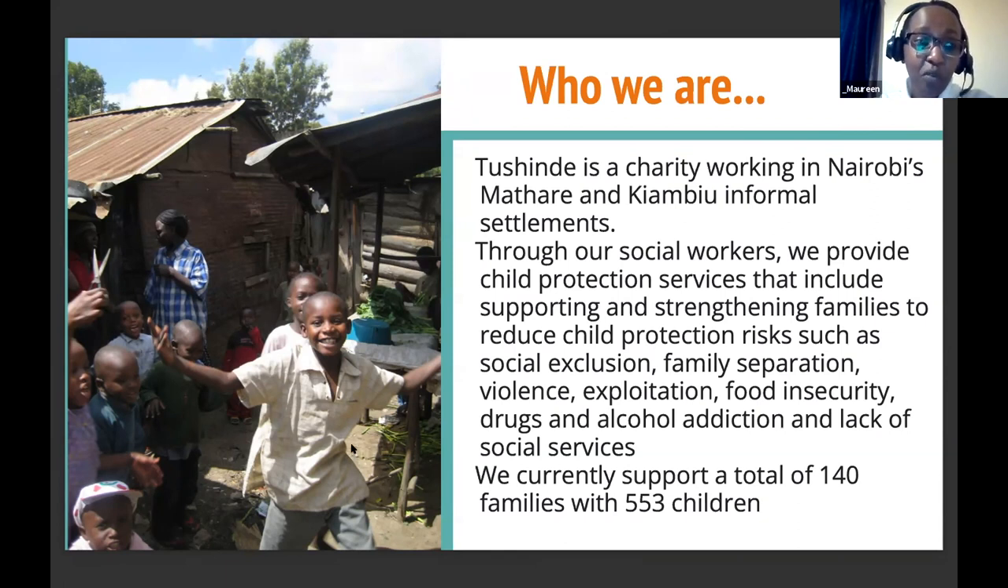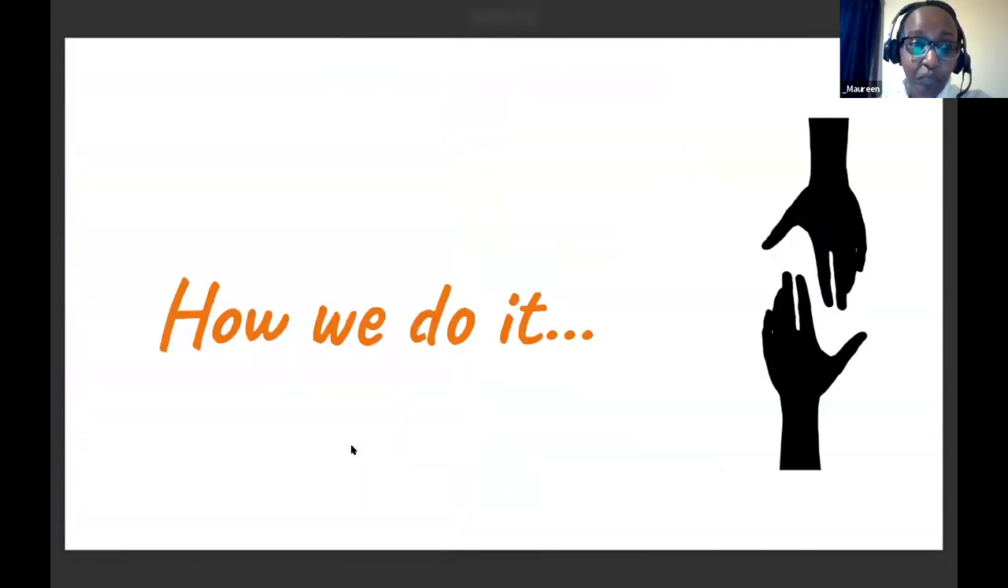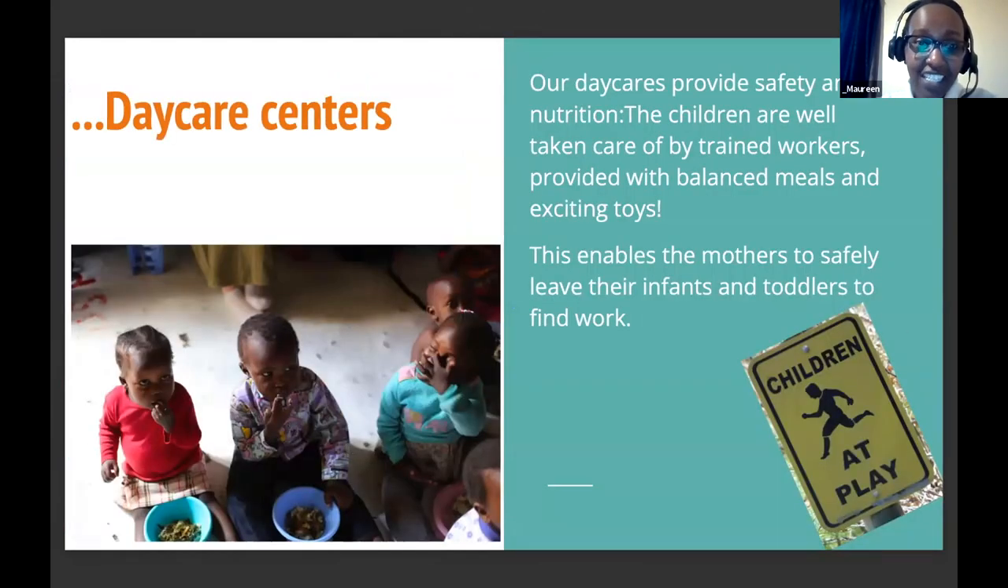We have different modes of interventions, and I'll just quickly take us through them. To start us off, we have the daycare. Just to paint the context of how things look in the informal settlements, most of the caregivers and families don't have a 9-to-5 job, so they seek casual work, which is mostly housekeeping and laundry services. For them to go to work, they have to have some form of childcare, which they cannot afford because the daycare centers are quite expensive for them.